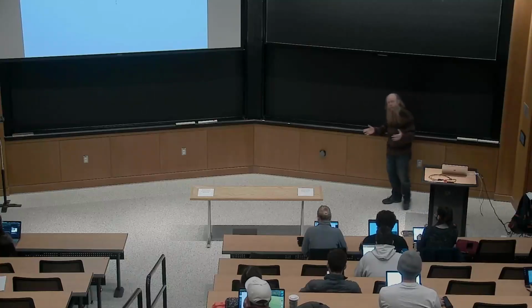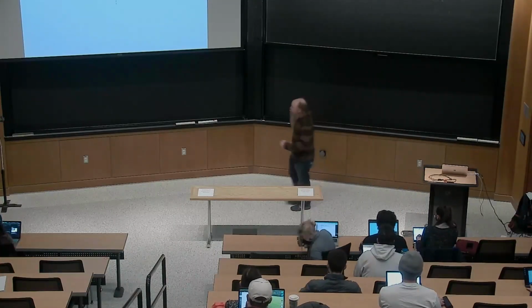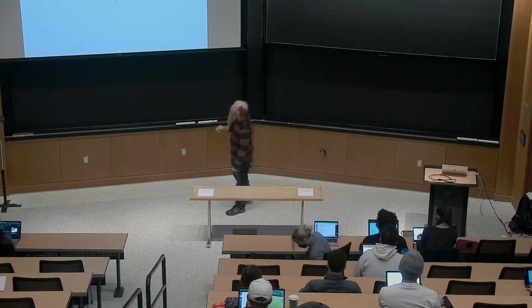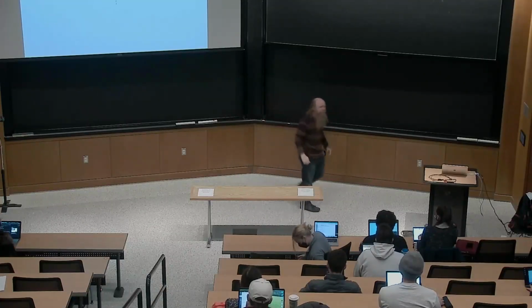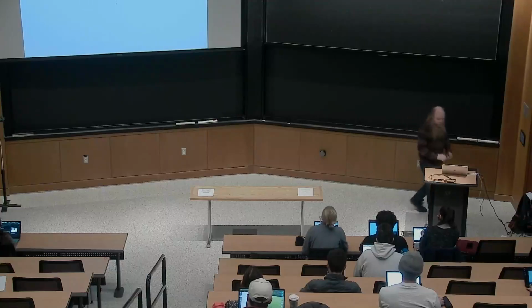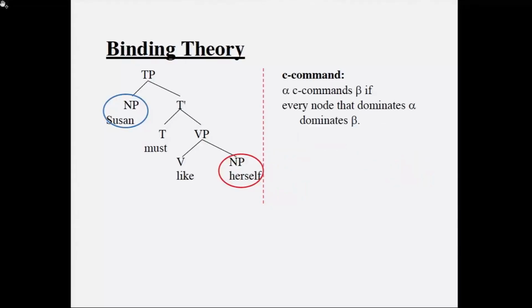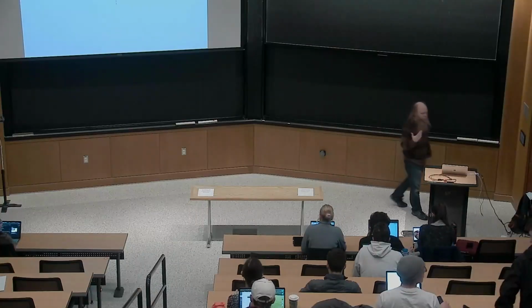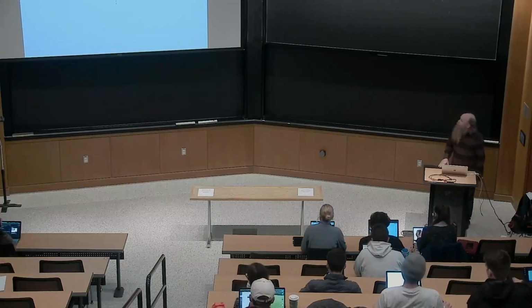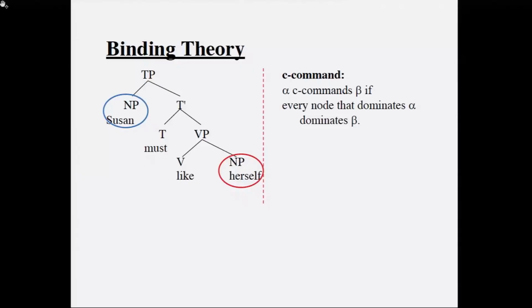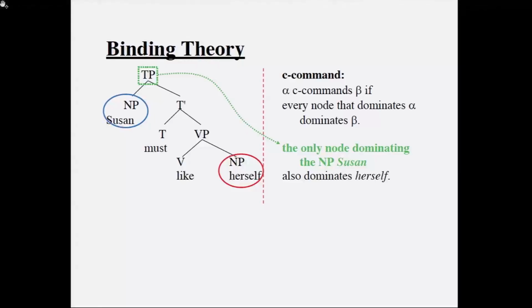We're just reviewing it. The story that people have classically come up with makes use of the fact that Susan is sort of more deeply buried in the tree on the right than she is on the left. So there's a relation called C-command, which is a relation that can hold between two nodes in a tree. It says alpha C-commands beta if every node that dominates alpha dominates beta. So you C-command basically the thing that you were merged with and everything that it dominates.